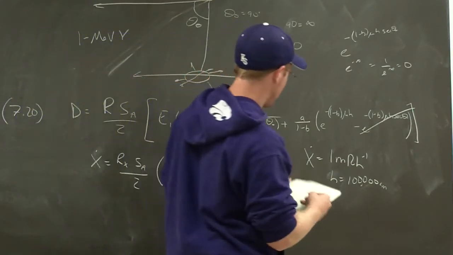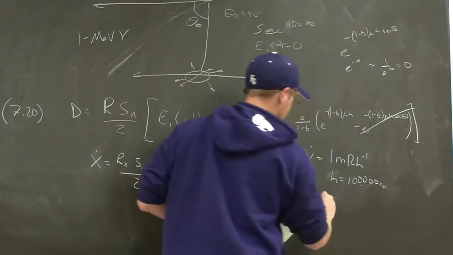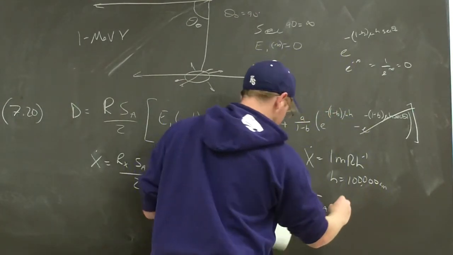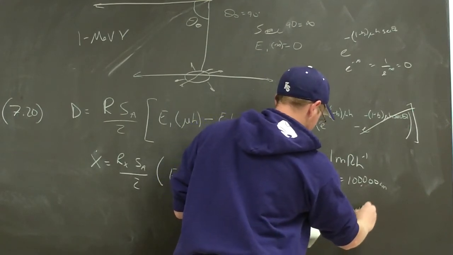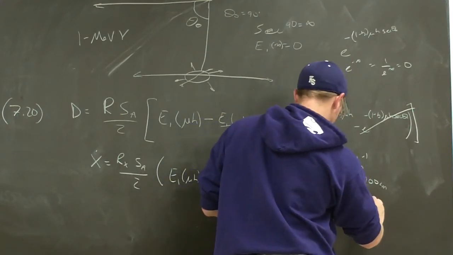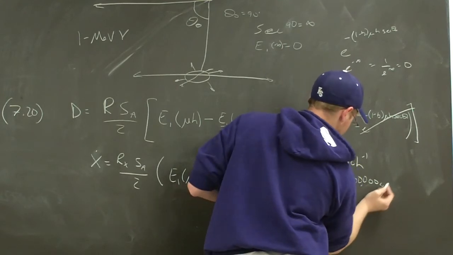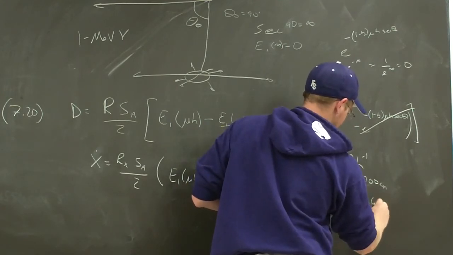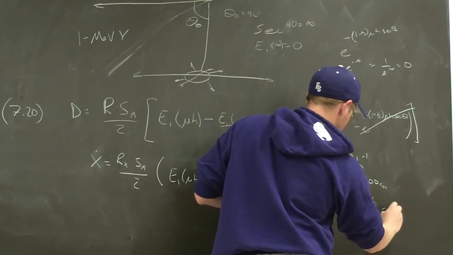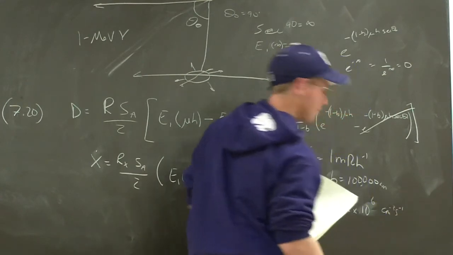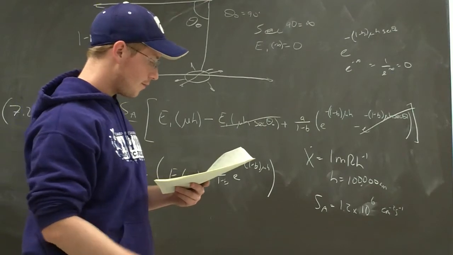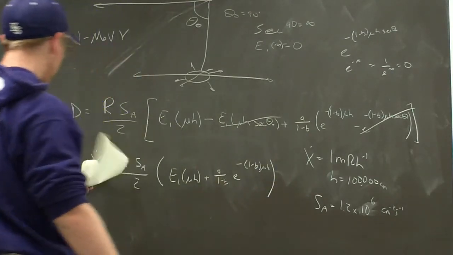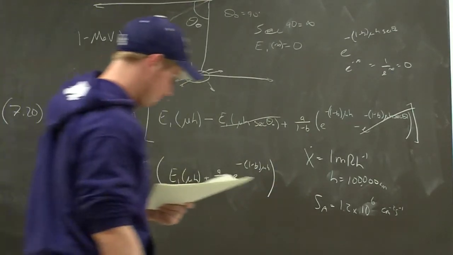So you break that down, you find your area source is equal to about 1.2 times 10 to the 6 per centimeter squared per second. Is that about what you got? Yes. Okay. So now we can use this to calculate x whenever h is some other value.